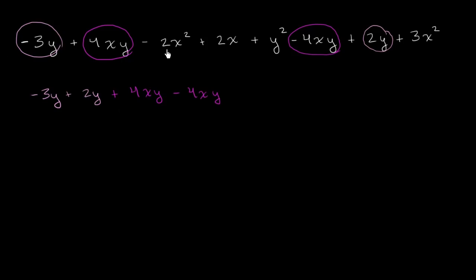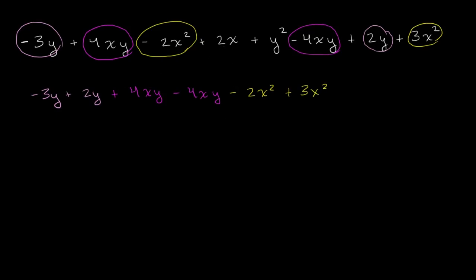Then let's go to the x squared terms. I have negative 2 times x squared, or minus 2x squared. Do I have any other x squareds? Yes, I do. I have this 3x squared right over there. So plus 3x squared.